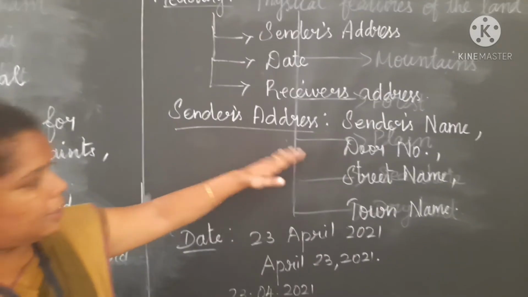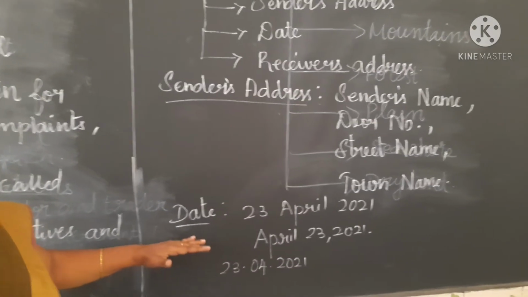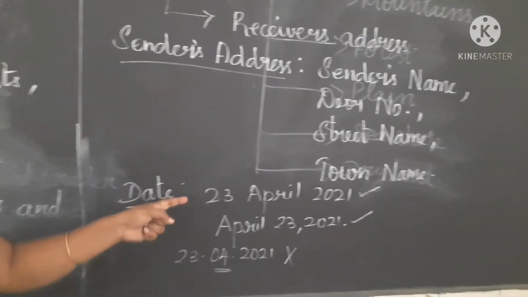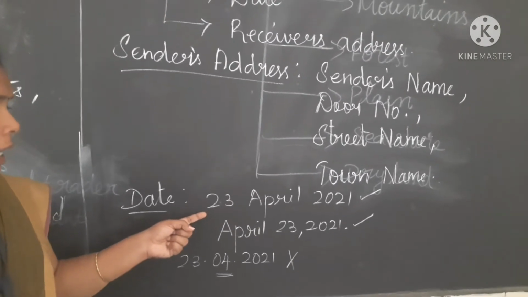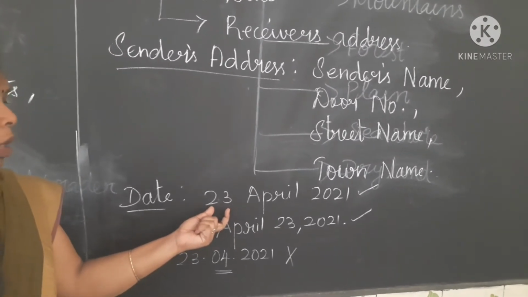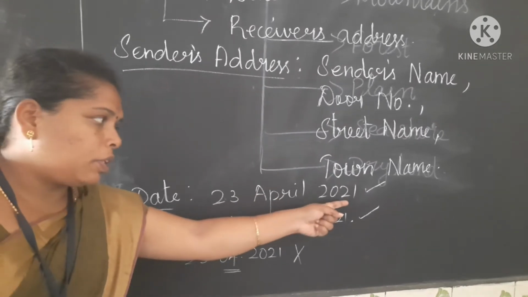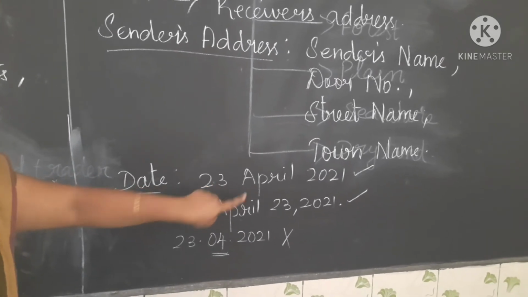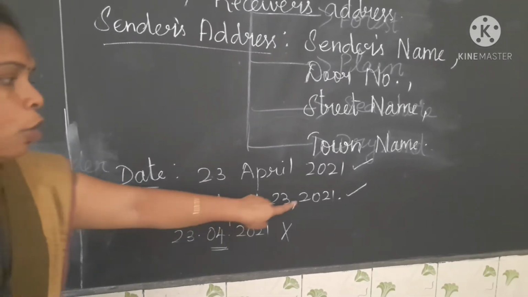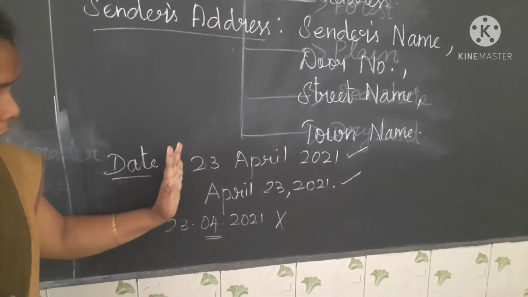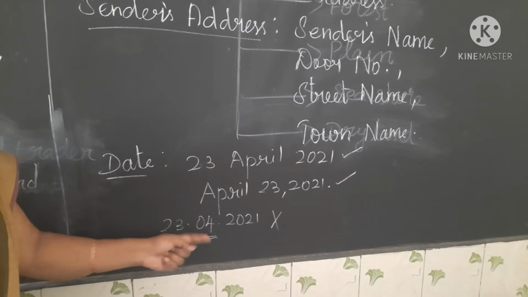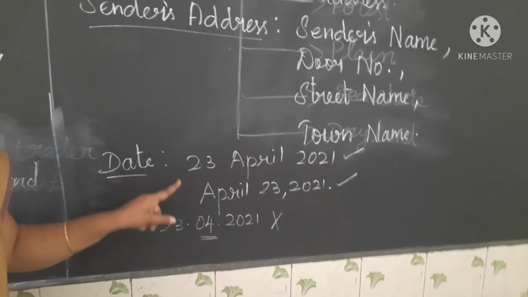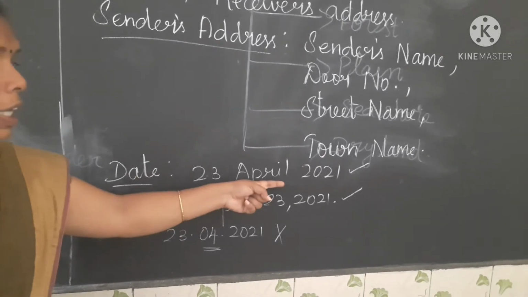We want to write the sender's name, their door number, their street name and then town name. After writing this, we move to the date. For example, while writing the date, we have to write 23rd April 2021, which means we mention the month in English alphabet letters. Or we can write April 23rd 2021. Instead of writing 23rd in 04, mentioning April as 04, and then the year, this is the wrong method.